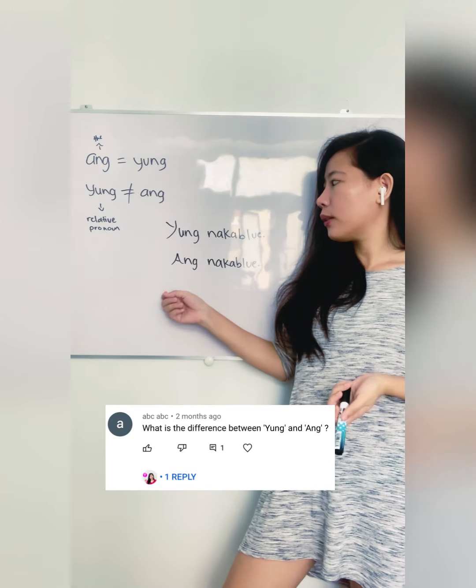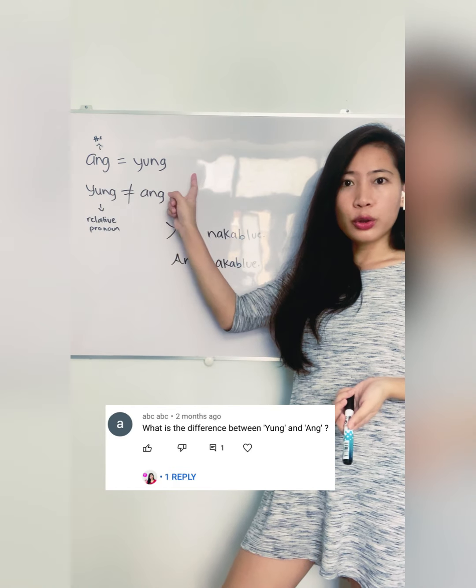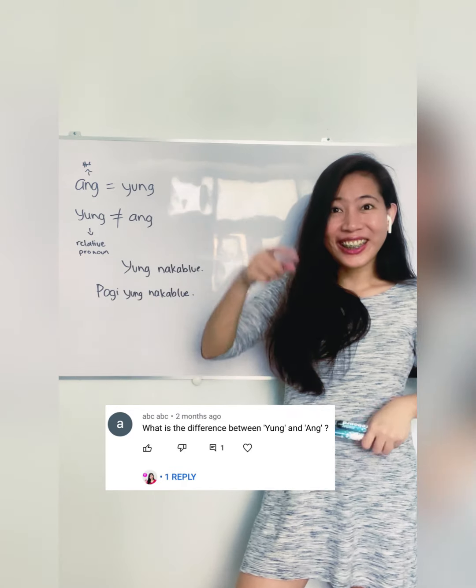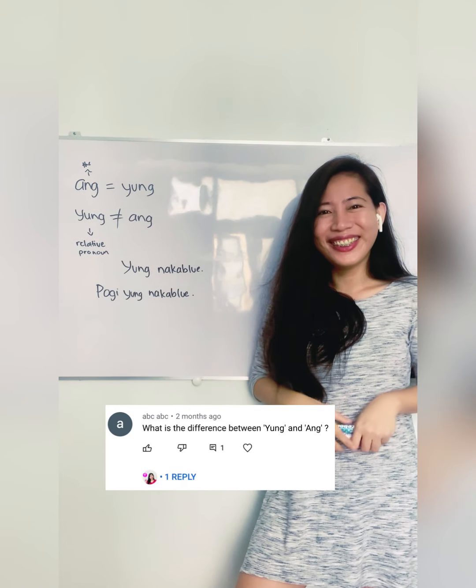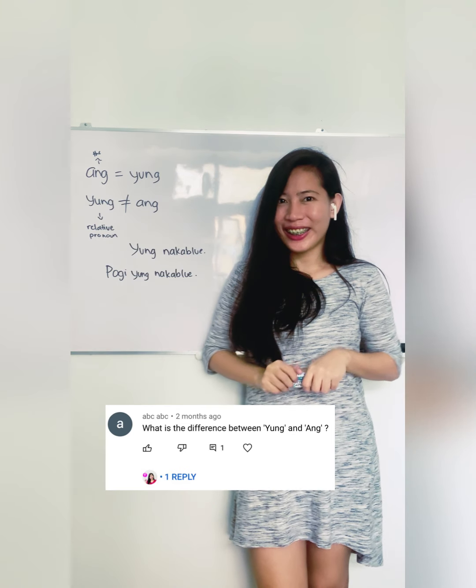So, do you now understand why I said ang is equal to yung, but yung is not equal to ang? Yan yung crush ko, yung naka-blue. Pogi yung naka-blue. Okay na ba? Gets na ba? Is it clear now?